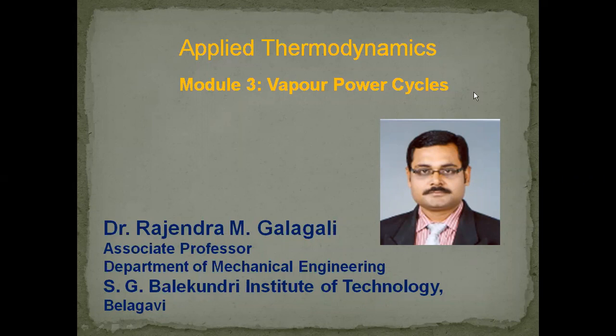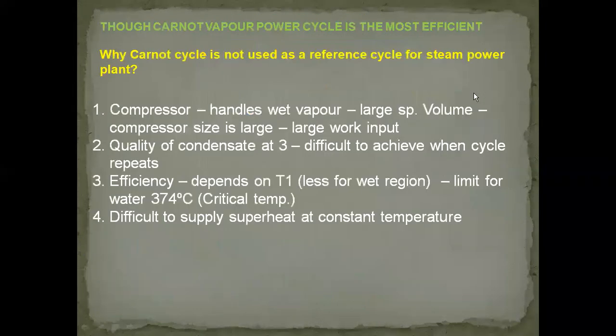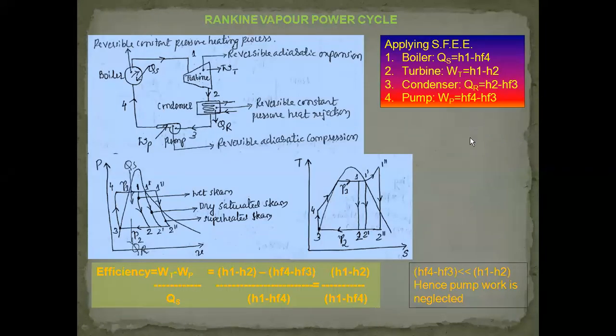Let us discuss the Rankine Vapour Power Cycle, which is in module number 3, Vapour Power Cycles, under Applied Thermodynamics. Now, this is the representation of the Rankine Vapour Power Cycle. The schematic representation shows that it has 4 components: turbine, condenser, pump, and a boiler.